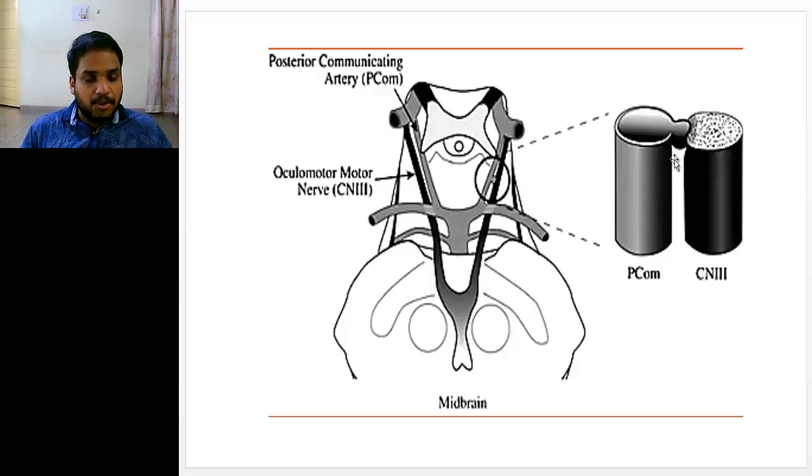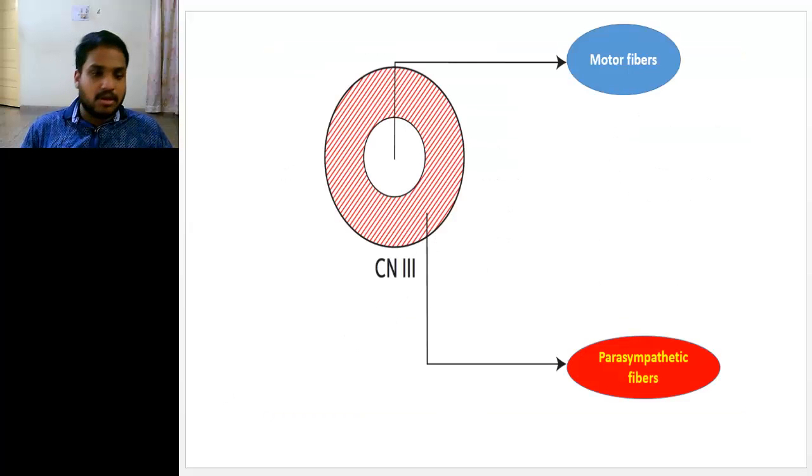So, posterior communicating artery aneurysm, or also in case of uncal herniation, right? The uncus can herniate and it can compress the oculomotor nerve. So, in case of uncal herniation also, it is a compressive lesion. In all compressive lesions, the peripheral fibers are affected first, right? Resulting in dilated pupil or mydriasis. Fine. And also there will be loss of light reflex. The parasympathetic fibers are affected.